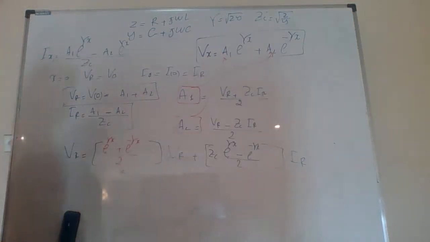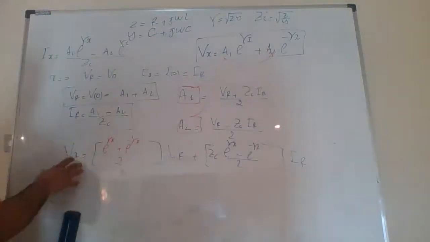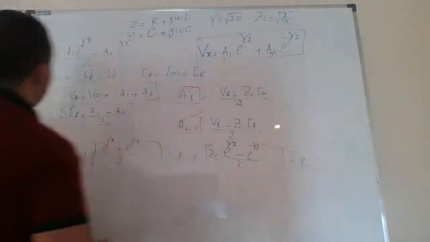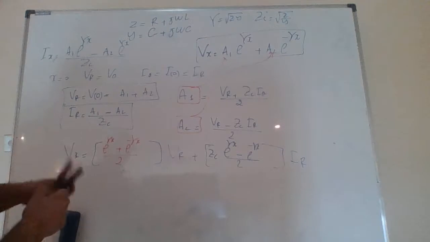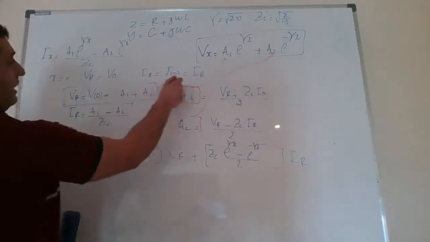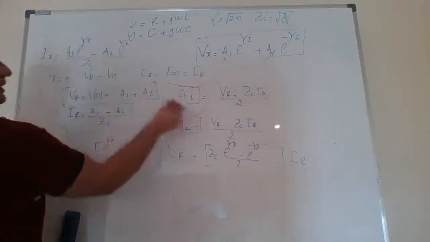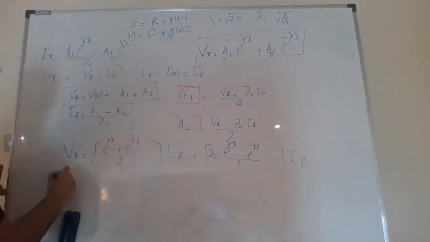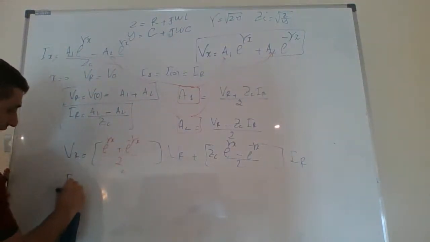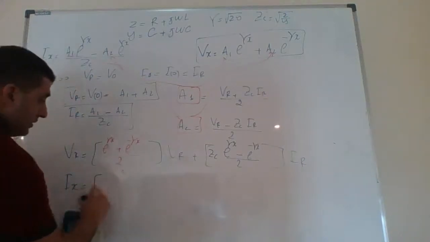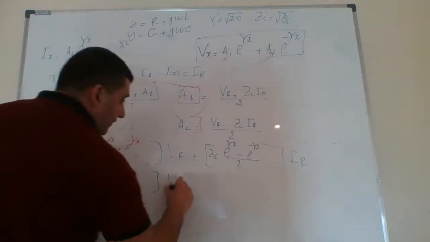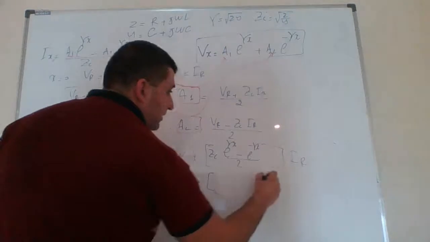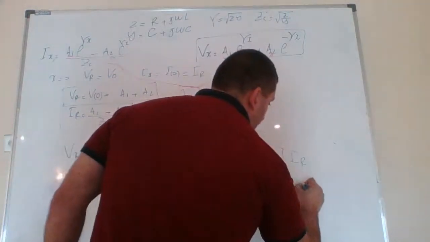That's for Vx, equal to this plus this. Now I do exactly the same. All I do now is take A1, replace it into E, and take A2, replace it into E in respect of Ix. Because my aim is to find Ix, equal to something multiplied by Vr plus something multiplied by Ir.